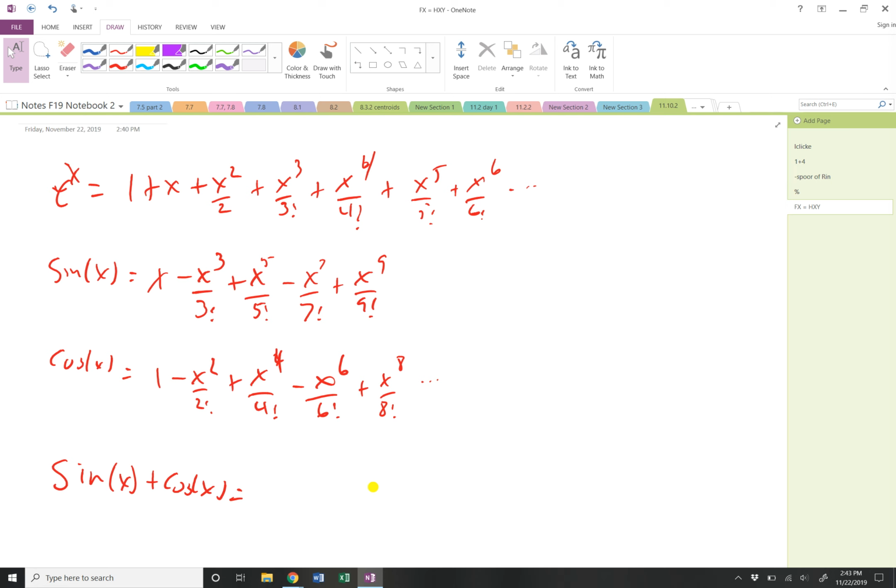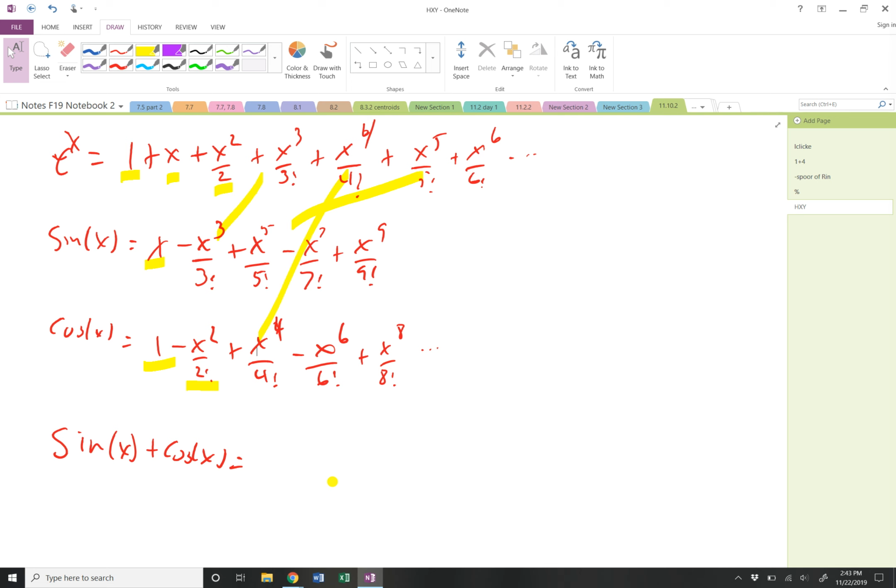So if we add those up, you can see we've got a 1 here, we've got a 1 there, we've got an x there, we've got an x there. We have an x squared over 2 factorial there. Right? We've got these connections that we can start making. So let me write that out. I'm going to just write out sine of x plus cosine of x and keep the signs in.